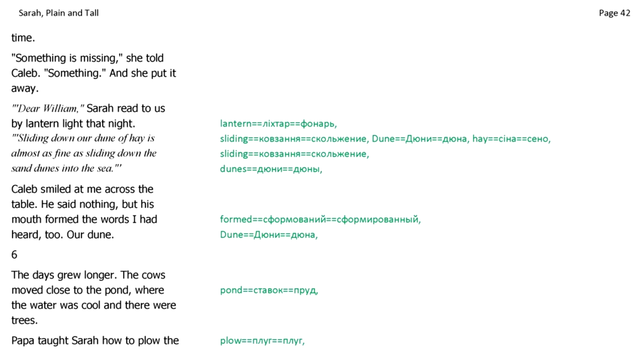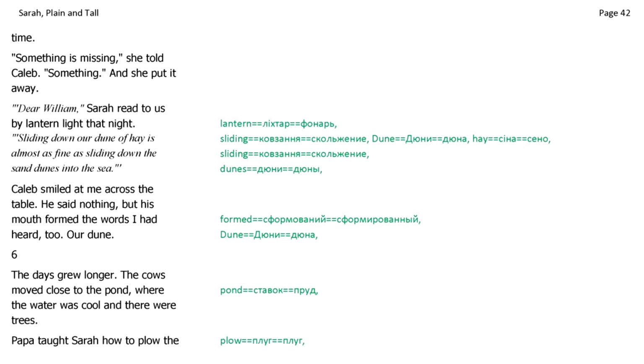"Dear William," Sara read to us by lantern light that night, "sliding down our dune of hay is almost as fine as sliding down the sand dunes into the sea." Caleb smiled at me across the table. He said nothing, but his mouth formed the words I had heard too. Our dune. The days grew longer. The cows moved close to the pond, where the water was cool, and there were trees.